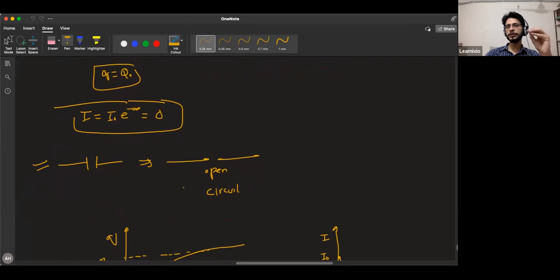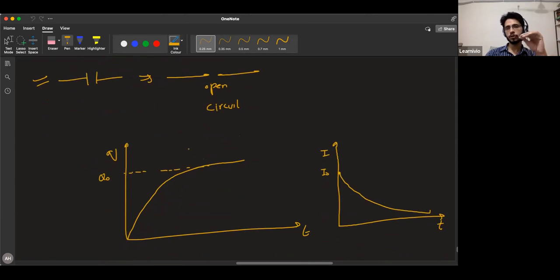So you should remember these results. At t equal to 0, your capacitor behaves like a short circuit, which means you can replace your capacitor by a straight conducting wire. But at t equal to infinite, your capacitor will behave like an open circuit, sorry, which means you replace it by open points.